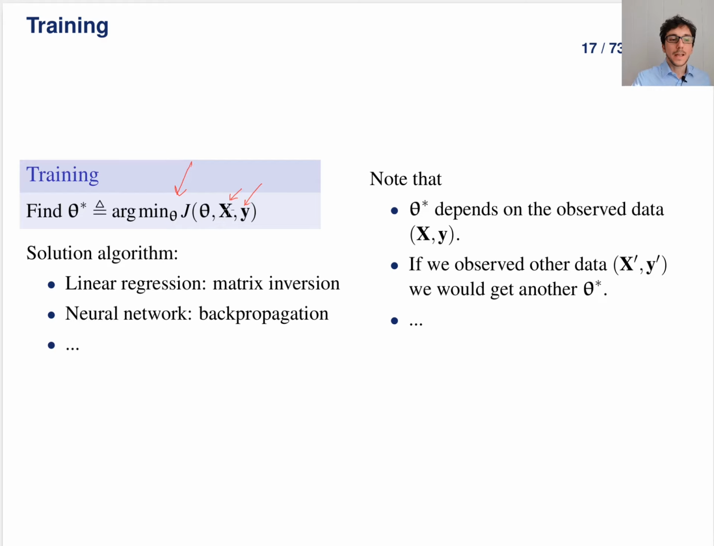So if your observed samples are different, you will end up with another result of the optimization. So you will end up with another model. This is why the models depend a lot on the training dataset that you use to build them.